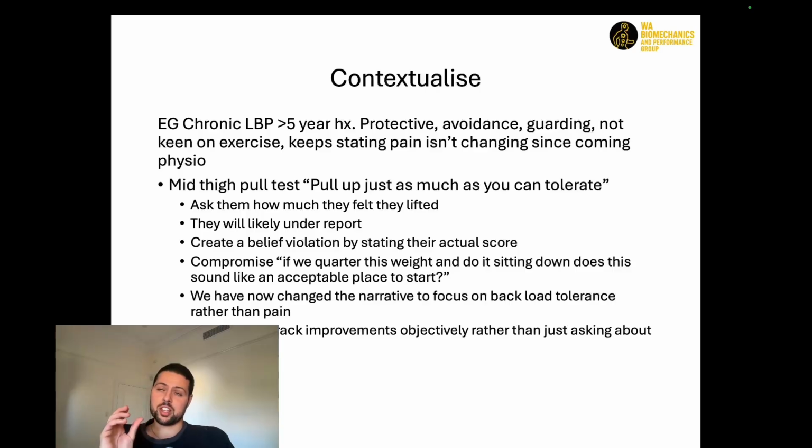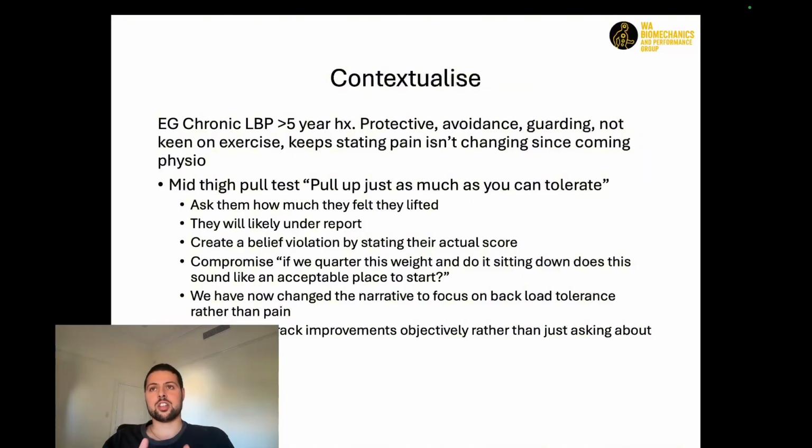And this is utilizing a bit of cognitive behavioral therapy or cognitive functional therapy, that's stuff out of Sullivan's group, but we're using an objective-based measure to track this, all right? And then we can use this measure to compromise with the patient. What if we quarter this weight and do it sitting down? Does that sound like an acceptable place to start? So all of a sudden we're making the patient feel safe. I just lifted 20 kilos. Of course, I'm happy to do 5 kilos seated, smaller range deadlifts.